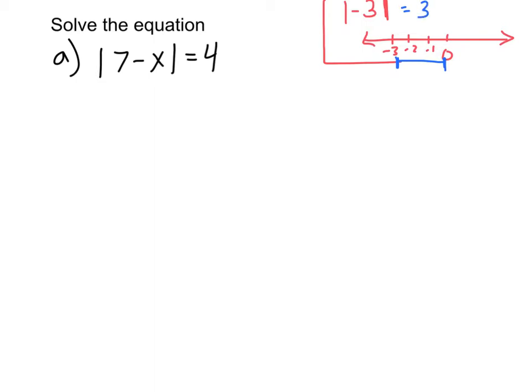Okay, so that's what absolute value means. It's the distance between -3 and 0. It's the distance between the number that's inside the absolute value and 0. Okay, with this in mind, let's go ahead and get started.